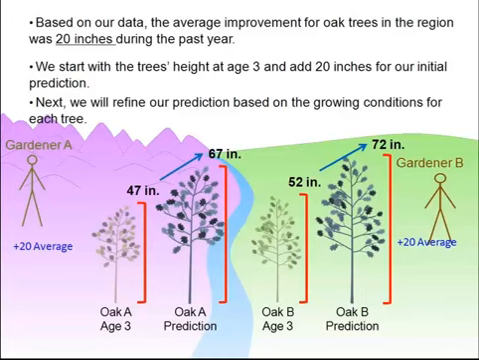Remember, to make our initial prediction, we use the average height improvement for all trees. Based on our data, the average improvement for oak trees in the region was 20 inches during the past year. We start with the tree's height at age 3, add 20 inches for our initial prediction.